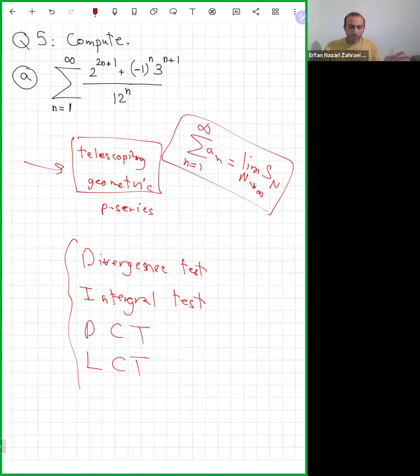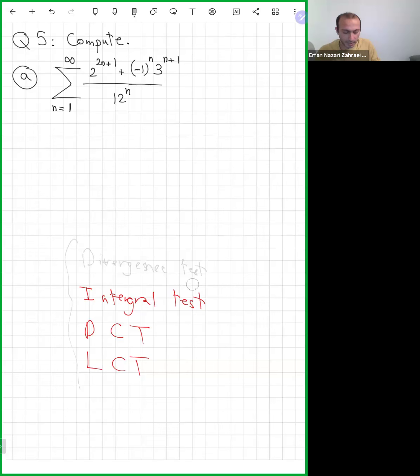In any other case, if it's not telescoping or geometric, in this course we cannot compute the exact sum of the series. What we can do is use the different tests and tools that we have to just say this series converges or diverges. That's it, not compute the exact value. So that was basically a recap of everything you need to know about series up to test 2.